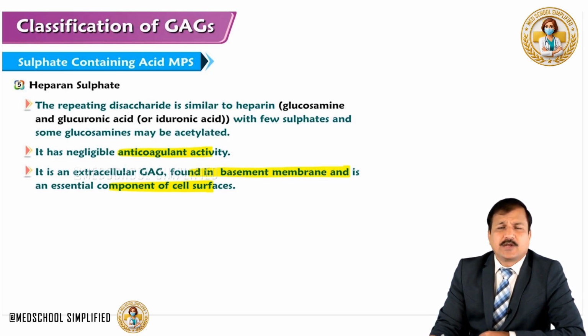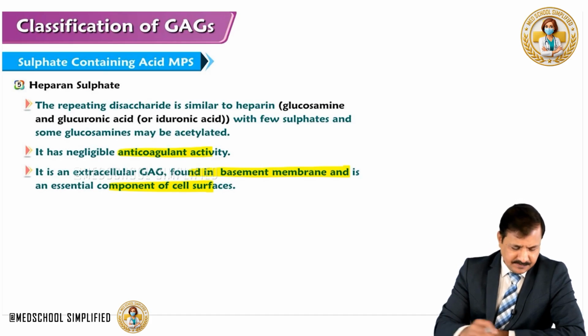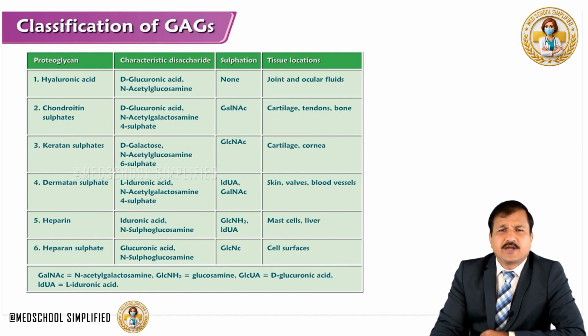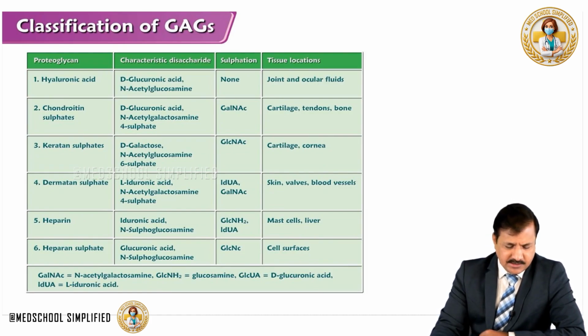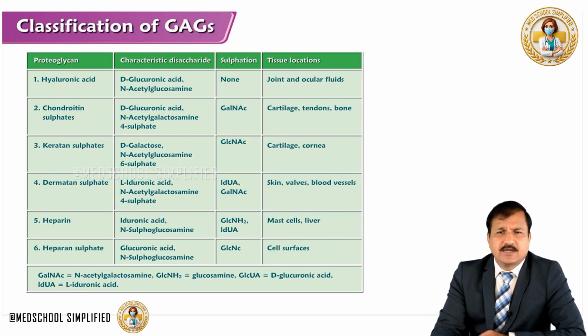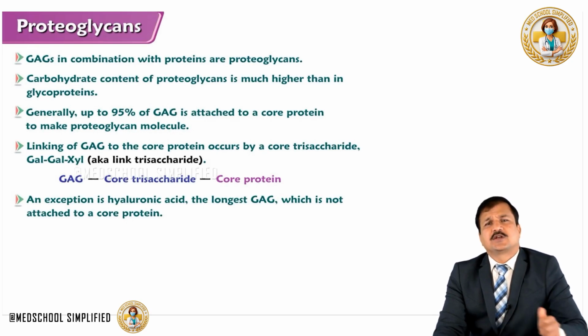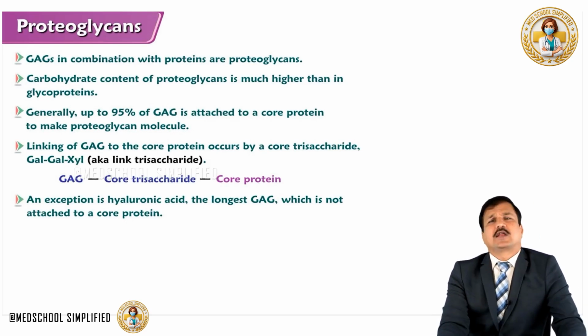Example, lipoprotein lipase, it is held to the membrane of endothelium of the capillaries. So these are some of the points with different types of glycosaminoglycans, with disaccharide combination and also tissue location. Coming to formation of proteoglycans.